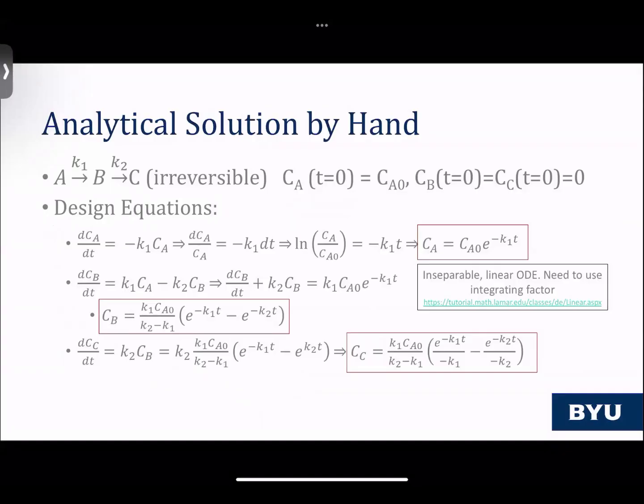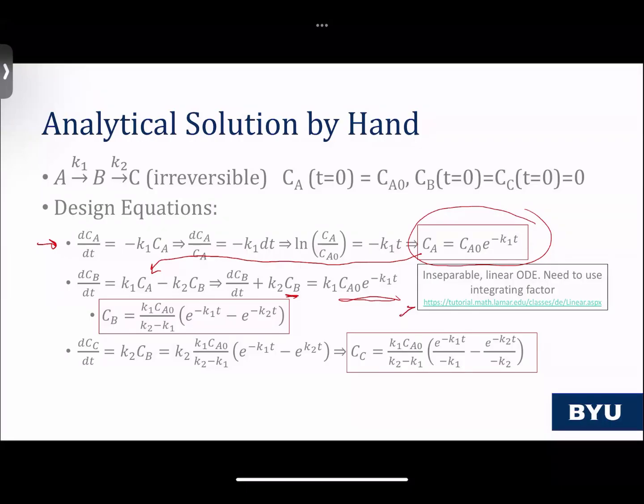So, the analytical solution by hand. I take the design equation. This one's easy to solve. I separate, I integrate, and I get CA is equal to CA naught e to the negative K1 times t. For this one, I have to substitute this CA term in here, so it's a function of time, and you can see it written over here, substituted in. I rearrange so that I have my CB over here, dCB/dt. This is a differential equation I can solve using an integrating factor.